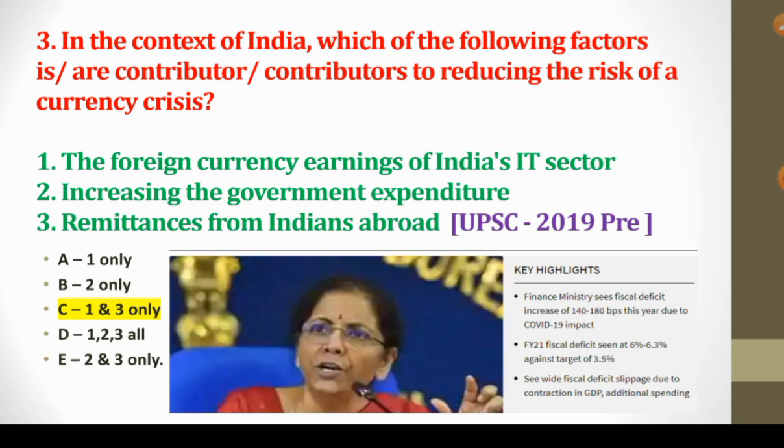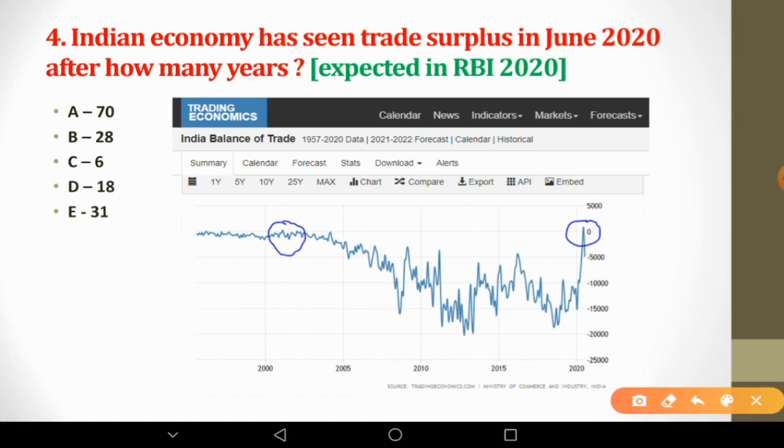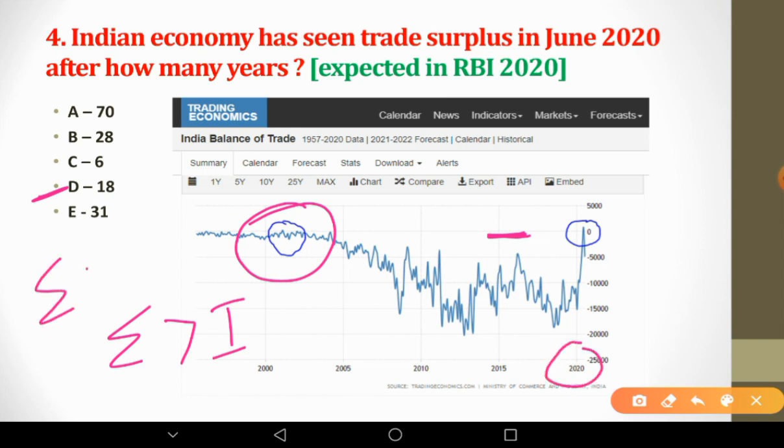Moving forward, the Indian economy has seen a trade surplus in June 2020 after how many years? The surplus was $0.78 billion, around $790 million, and this happened after 18 years. Here you can see in 2002 we see a hike in exports. Export was greater than import in 2002, and after that it happened in 2020. So this happened after 18 years, and both happened in the NDA government.